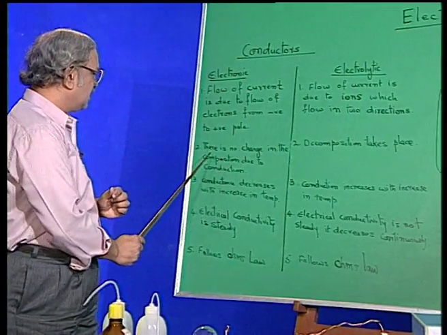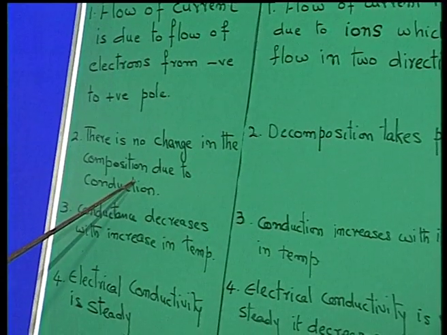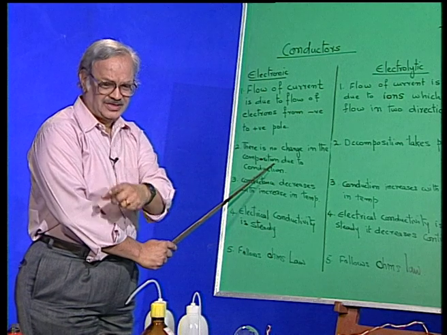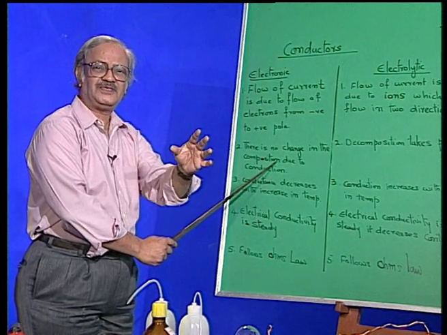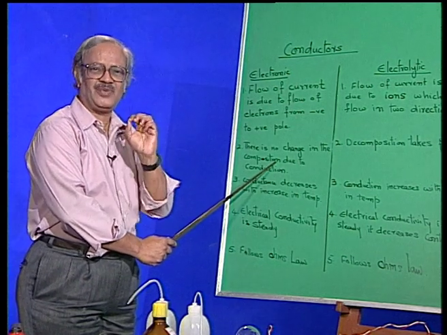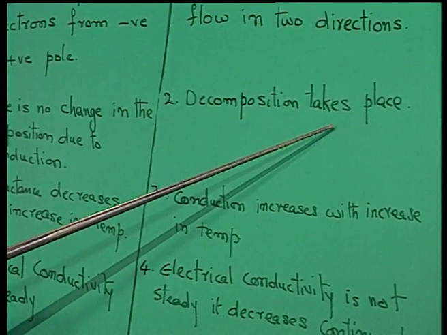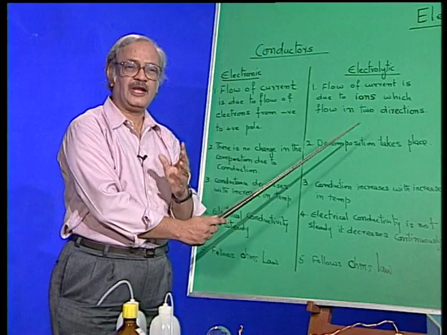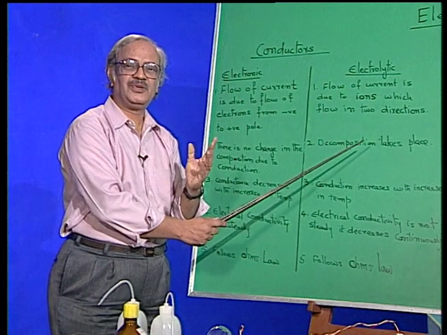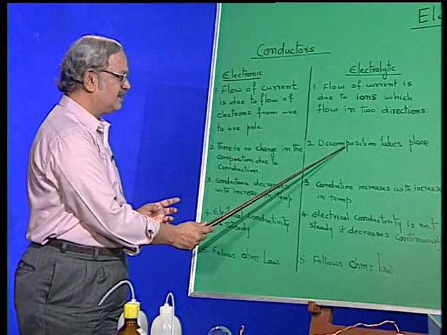Next, there is no change in the composition due to conduction in electronic conductors. We have seen that nothing happened to the wire. The copper wire, which was allowing the electricity to pass through it, that is the flow of electrons, is still intact and is the same copper wire. Whereas in the electrolytic case, decomposition takes place, and we saw that the solution turned dark yellow because iodide got converted to iodine. So there has been decomposition in the case of electrolytic conduction.